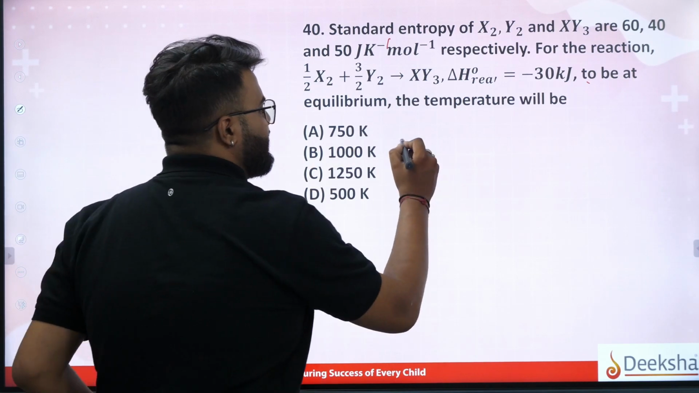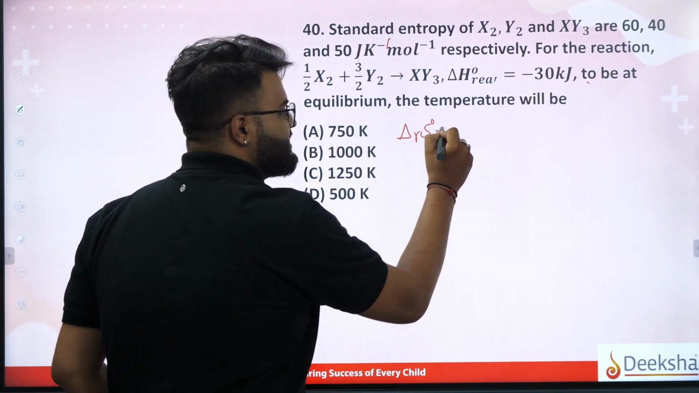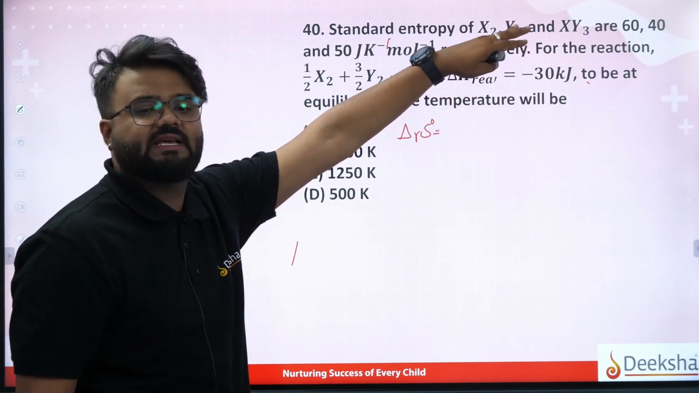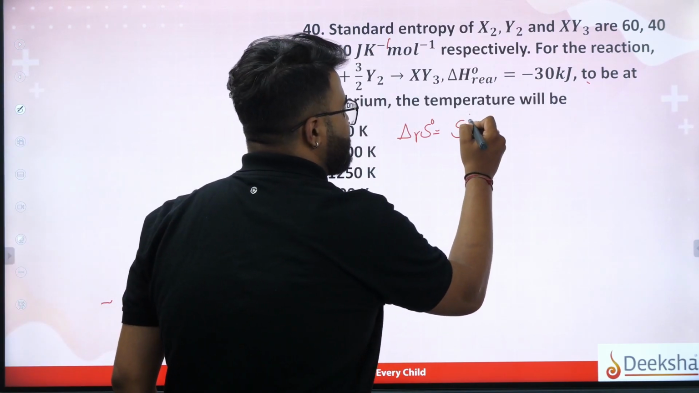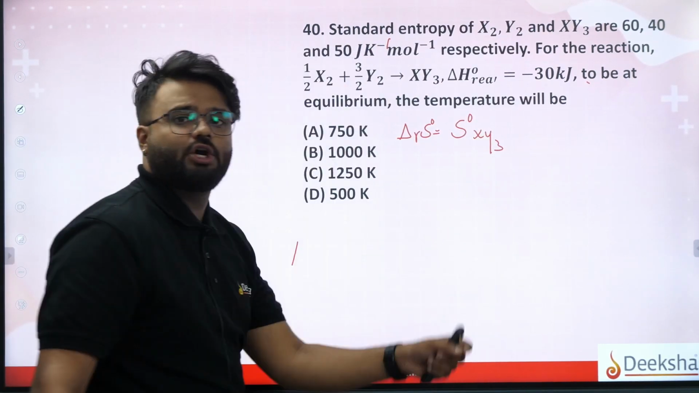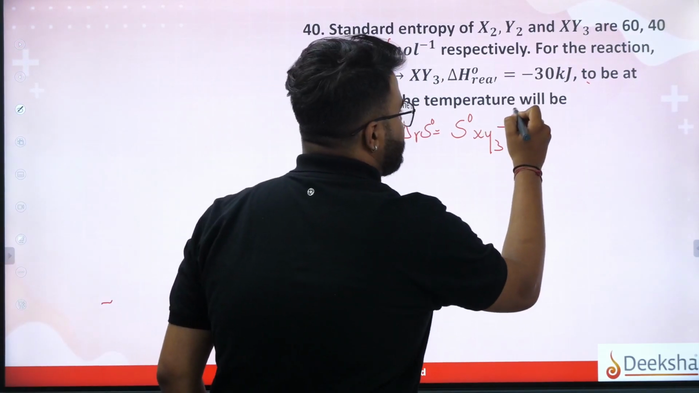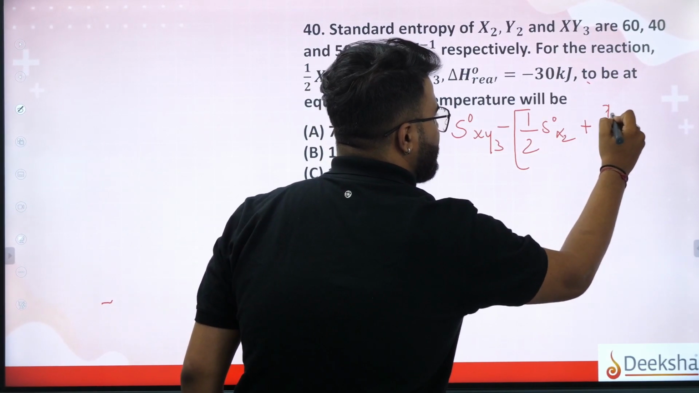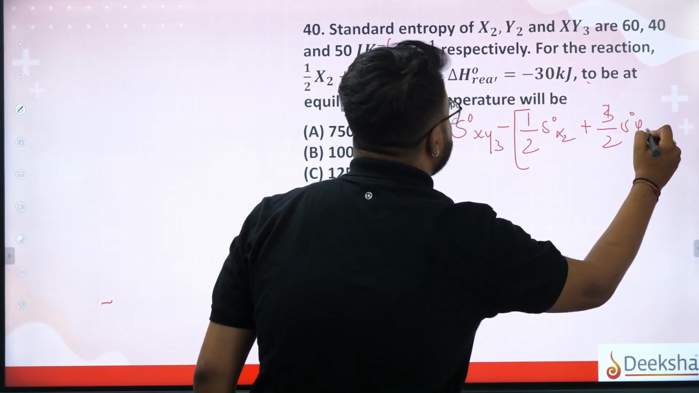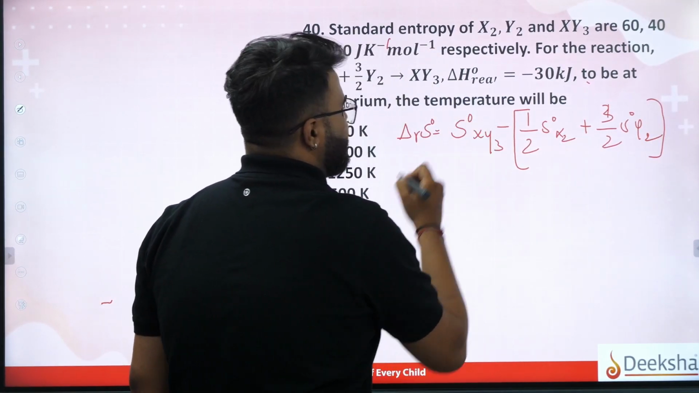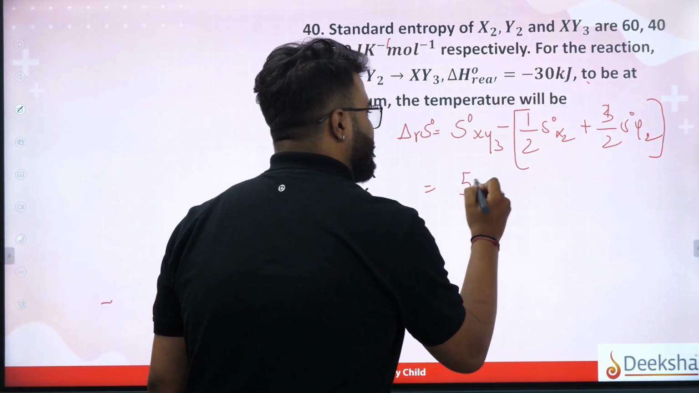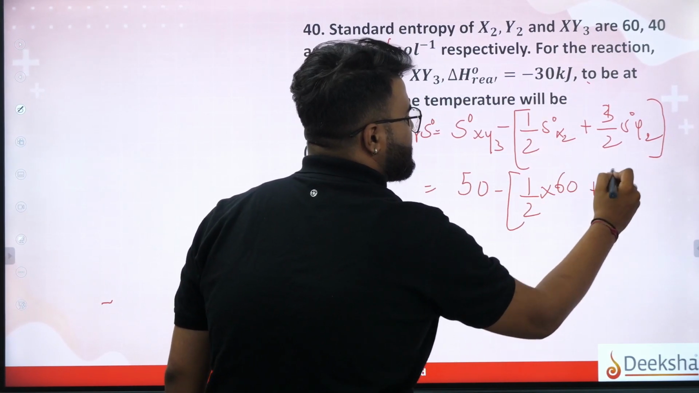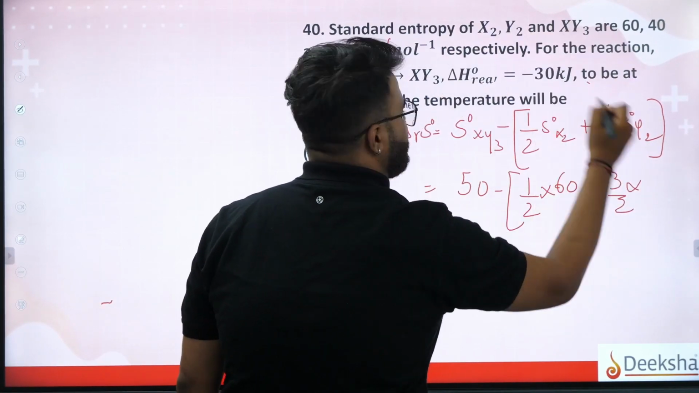So we all know delta S naught. What can we write in this reaction when we know X2, Y2 and XY3? We can write delta S naught is given by S naught of XY3 minus 1/2 of S naught of X2 plus 3/2 of S naught of Y2, right? So S naught of XY3 is nothing but your 50 minus 1/2 into X2, which is your 60, plus 3/2 into Y2, which is your 40.